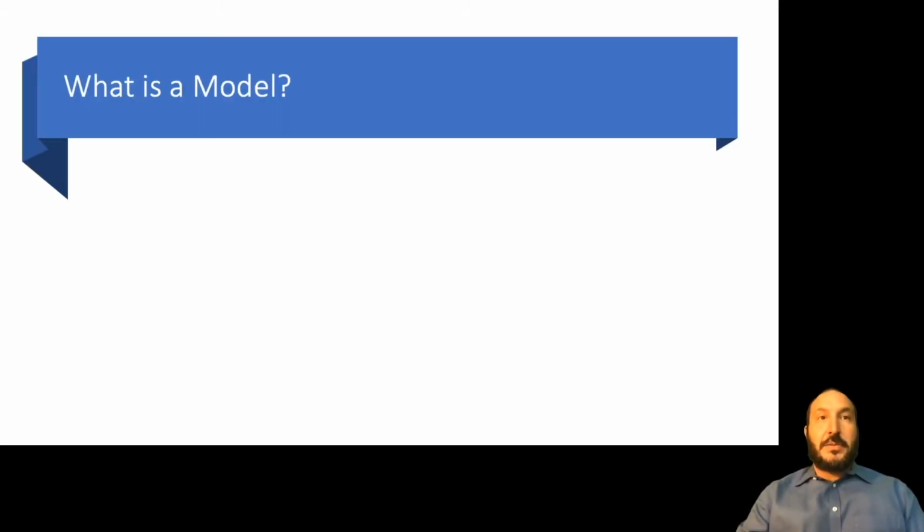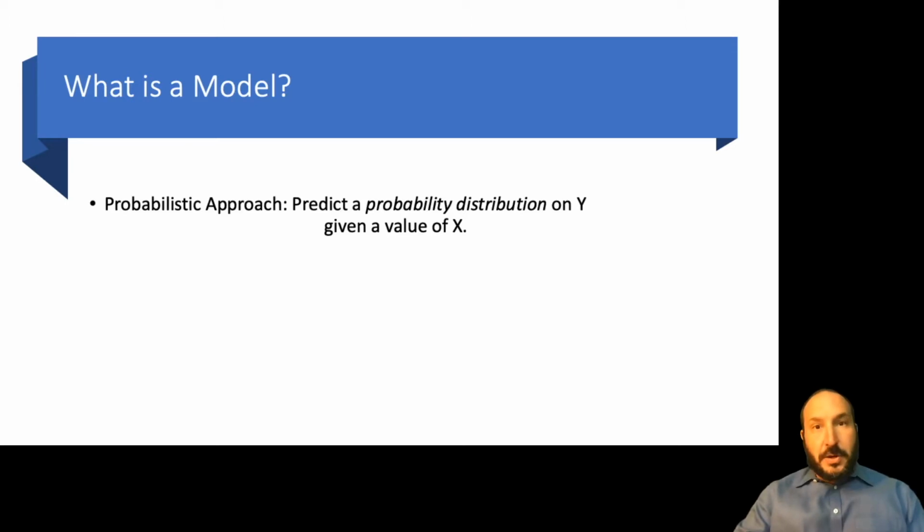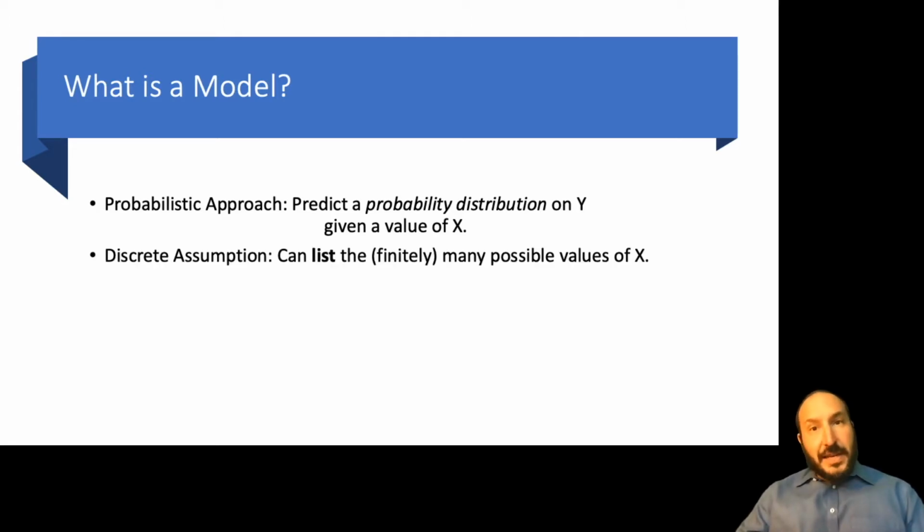So what is a model? Let's do a little bit of a review, though. In the first part, we talked about this probabilistic approach, where what we want is, given a value of X, given our predictors, we want to predict a probability distribution on Y. So we're not trying to predict the exact answer of Y. We're really trying to predict a probability distribution on Y. And in the second part, we talked about what I call this discrete assumption that says that there are finitely many possible values of X, and therefore we can just list them. And that's going to come in handy, as we'll see, for the representation of the model.